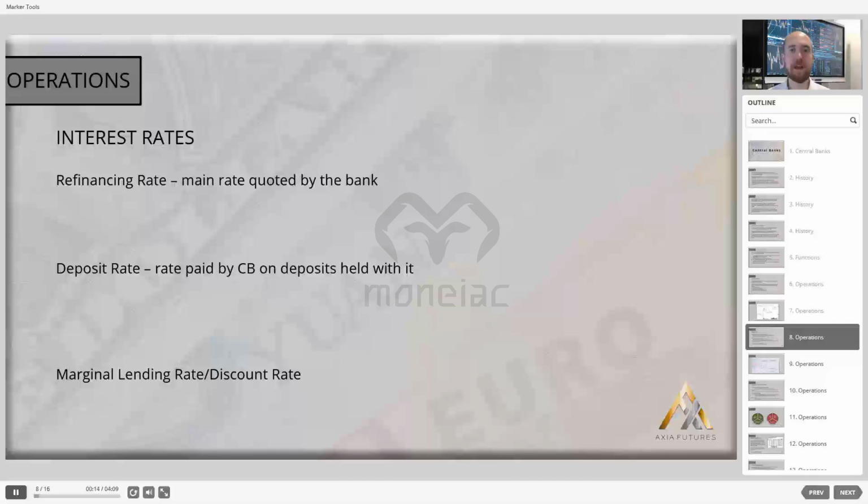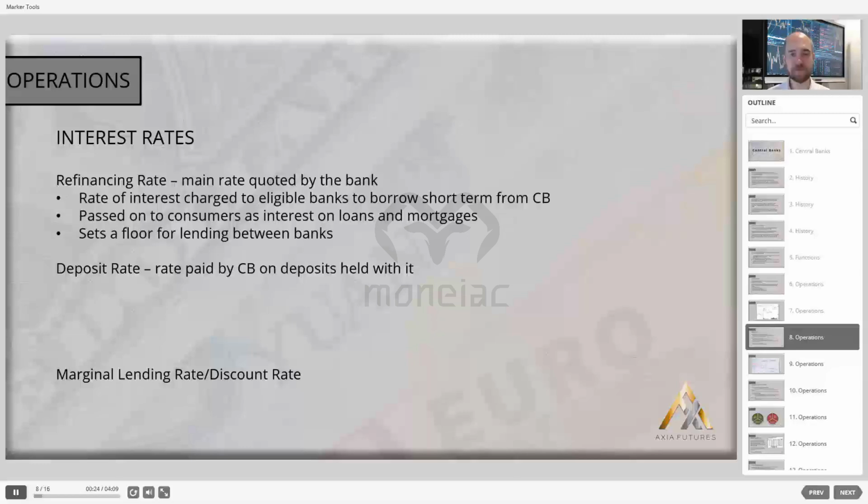First up is your refinancing rate. This is the main rate that you hear quoted. This is the main rate that you will have heard of via the Bank of England, the Fed, wherever it is. Now, the main rate is not the rate that the bank actually says this is what interest rates are. It's the rate that what they want is overnight lending between banks to be conducted at this rate.